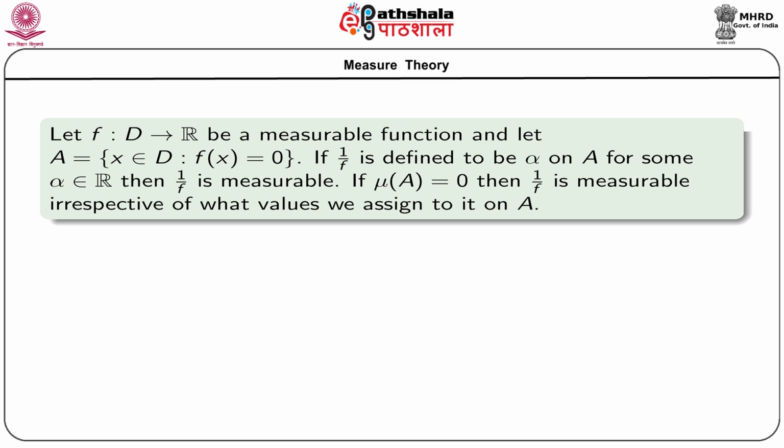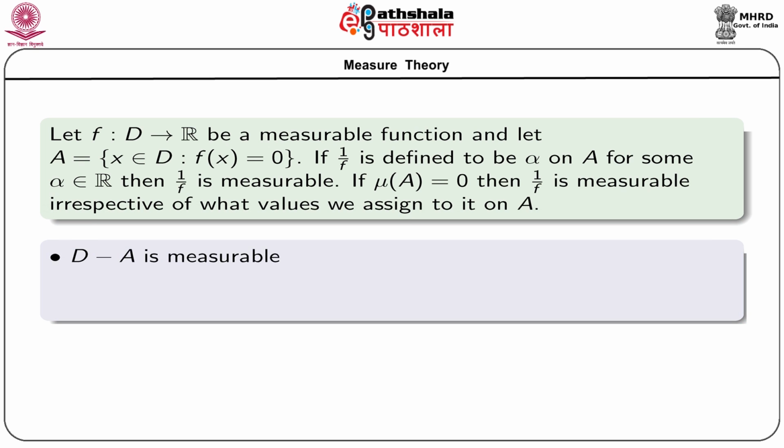Now, we show a particular result. Let f from D to R be a measurable function and let A be the collection of all x belonging to D where f of x is equal to 0. Now, if 1 by f is defined to be alpha on the set A for some alpha belonging to R, then we will show that 1 by f is measurable. Moreover, if the measure of the set A is 0, then we will show that 1 by f is measurable irrespective of the values we assign to it on the set A.